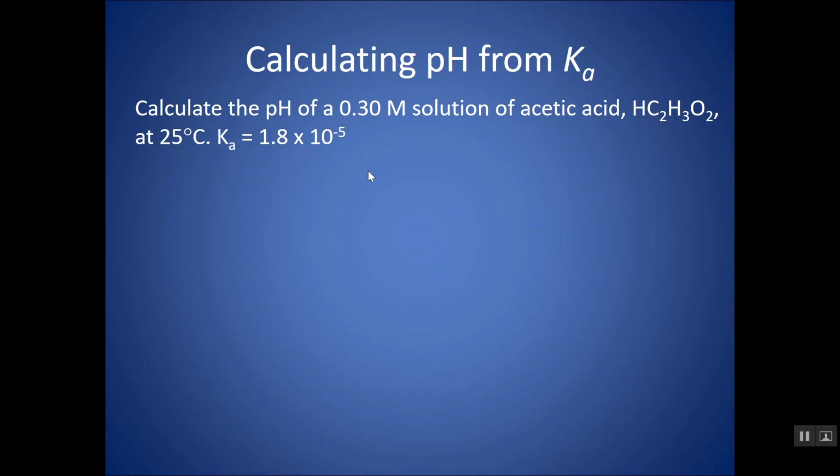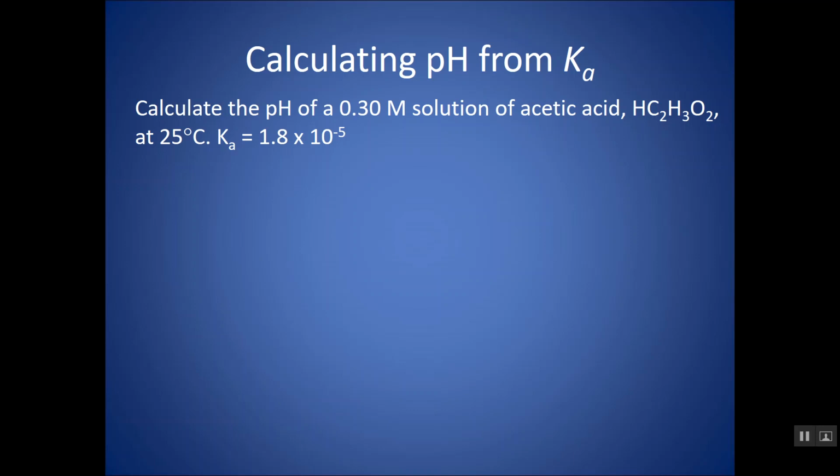You can go in the other direction. Instead of calculating Ka, they might give you the Ka and ask for the pH. So if I look at this problem, calculate the pH of a 0.3 molar solution of acetic acid at 25 degrees, and I give you the Ka.